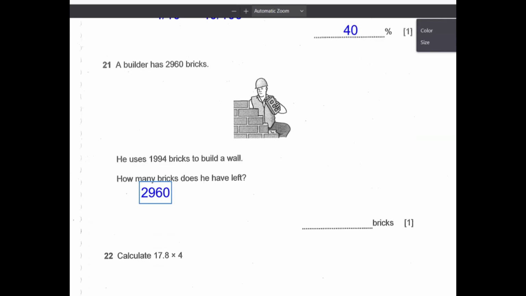2,660 minus 1,994. You subtract; you borrow 1, so it will be 10 minus 4 is equal to 6. And here, you borrow 1 from the 9, it will be 15 minus 9 is equal to another 6. And this will be 18 minus 9, which is equal to 9. And this will be 0. So your answer will be 966 bricks.